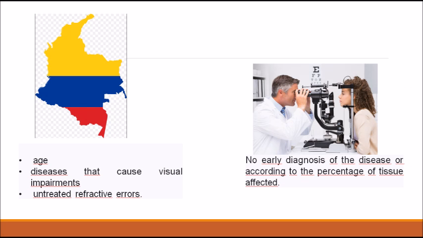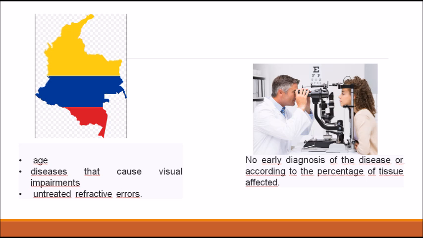In Colombia, blindness and visual disability are health problems to which the population is vulnerable by age, diseases that cause visual impairments, and refractive errors, because there is an early diagnosis of the disease, or according to the percentage of tissue affected.